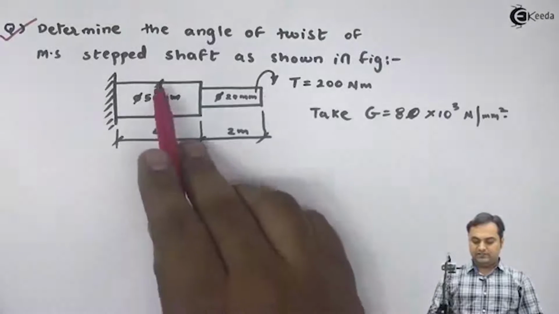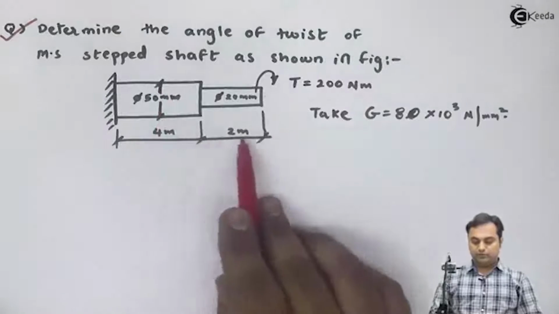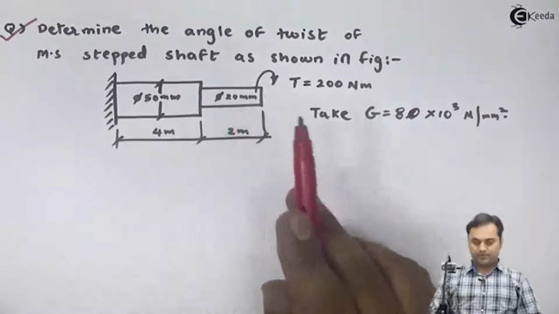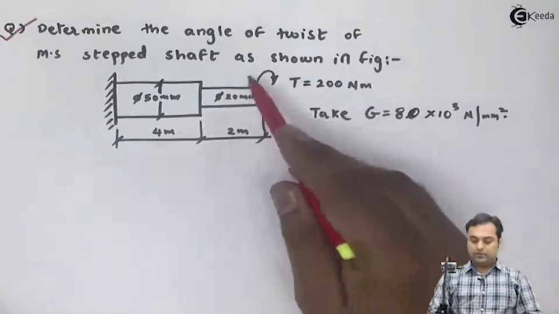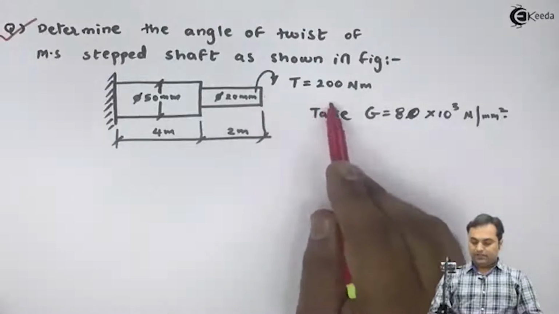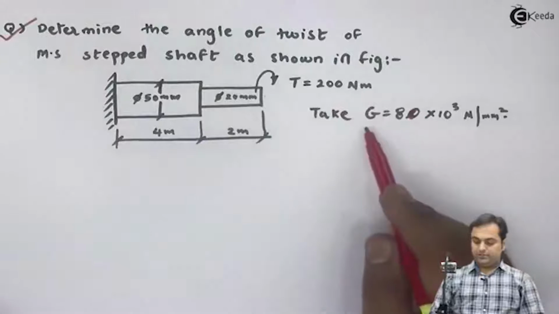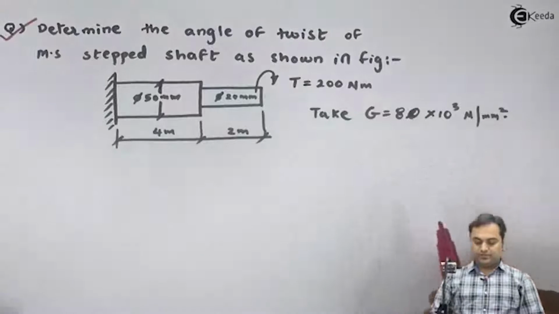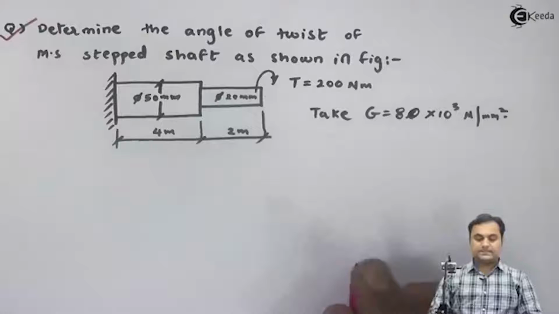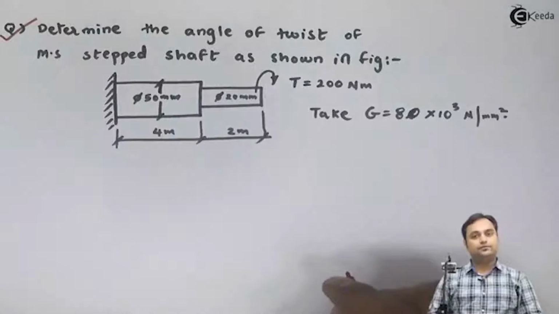For 4 meter length, the diameter is 50 mm. For 2 meter length, the diameter is 20 mm. And we even have torque which is applied here in clockwise direction. T is equal to 200 Newton meter. Modulus of rigidity is 80 10 raised to 3 Newton per mm square. This is the question. They are saying to us to calculate the angle of twist.